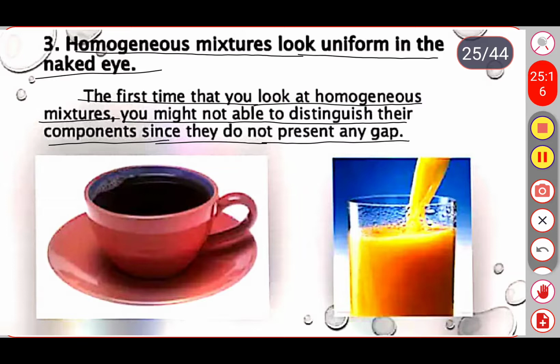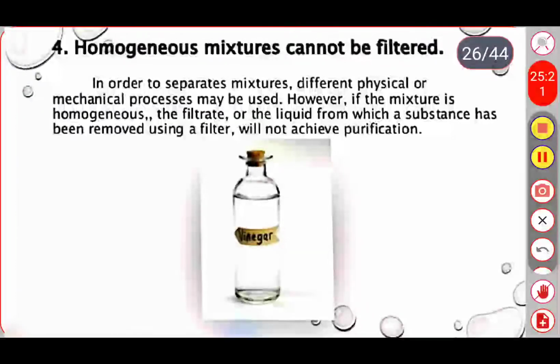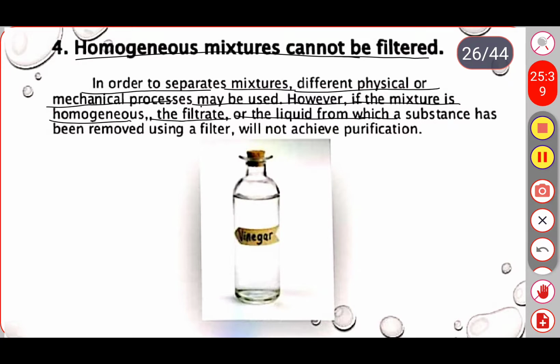Next, the fourth characteristic: homogeneous mixtures cannot be filtered. In order to separate mixtures, different physical or mechanical processes may be used. However, if the mixture is homogeneous, filtering will not achieve purification. It means if we take two types of liquids mixed together, we cannot separate them with the help of filtration.